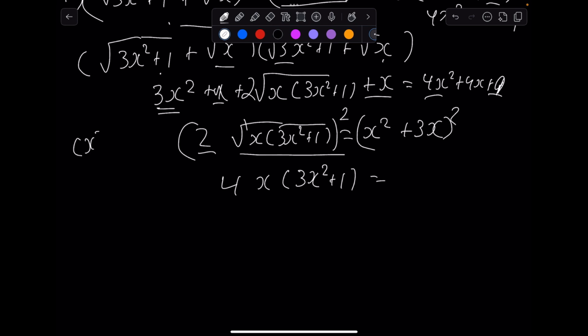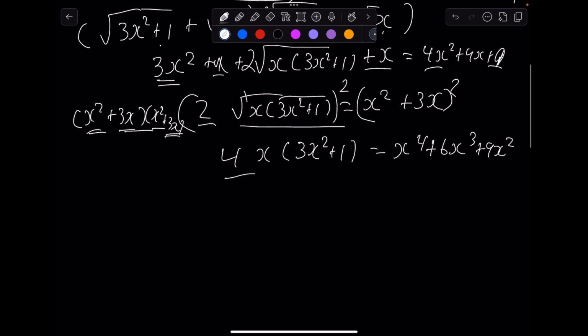Let's work this out: x squared plus 3x, times x squared plus 3x. That would be this times this, which is x to the 4, plus 3x cubed plus 3x cubed, so plus 6x cubed. Then 3x times 3x is 9x squared, so plus 9x squared. Now times this by this, so that's 12x cubed, and 4x times 1 is plus 4x. That all equals this, x cubed plus 9x squared.